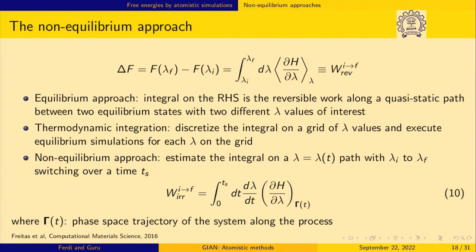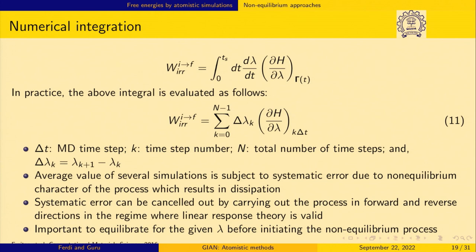So this time is called the switching time. That is why I told you about the non-equilibrium path: it is the rate at which you do things, which tells you how far you are deviating from the equilibrium path. So that is why it is called switching time, and this is the parameter that you need to determine by trial and error. That determines the rate at which you do it, which then tells you how to calculate the free energy. Of course, in practice the integral is evaluated by the trapezoidal rule.